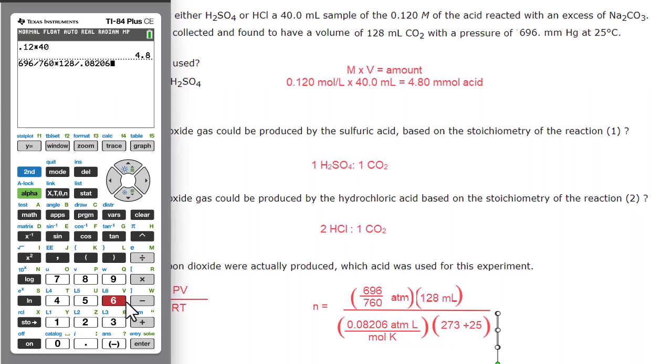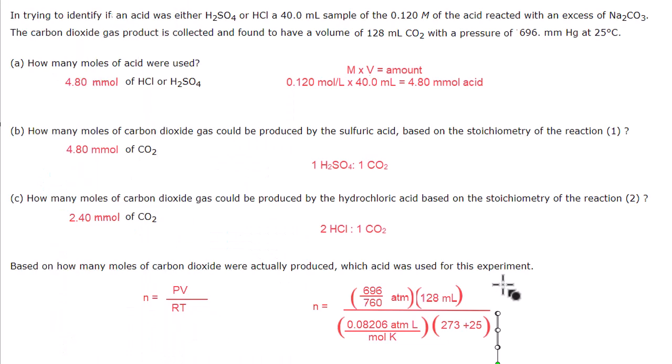And we'll divide by our gas constant, 0.08206. That's there. I'm going to divide this into here. So this is the division. So I'll divide by the temperature. I better put that in parentheses because it's an addition. 273 plus 25. I'll close the parentheses. So I have these two multiplied, divided by the gas constant, divided by the Kelvin temperature. Let's see if we get 4.8 or 2.4 moles. Enter. 4.8. That's the number of moles of gas that are present.